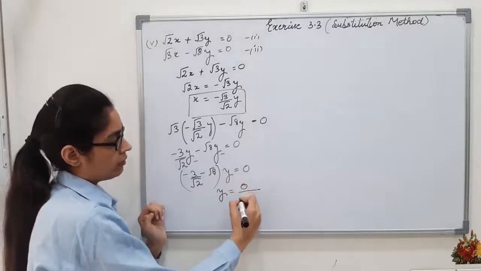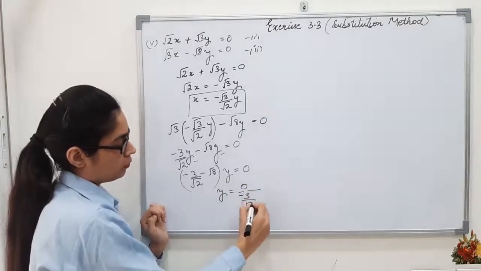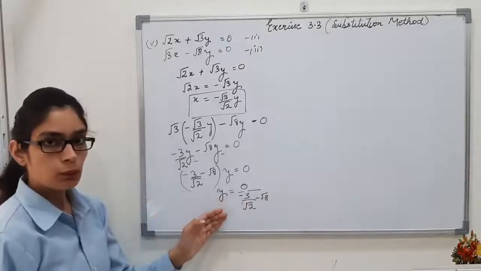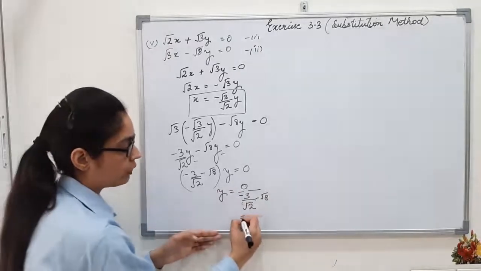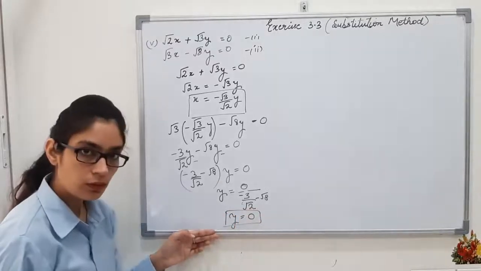This side, if I shift it, it will get divided. So it will be minus 3 by root 2 minus root 8. If something gets divided by 0, your result will be 0 itself. So you got y equals to 0.